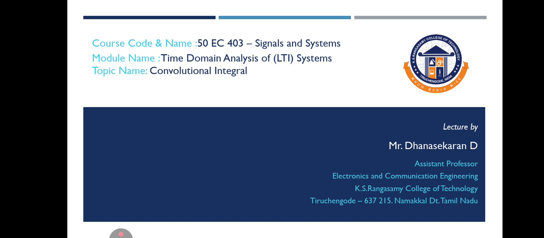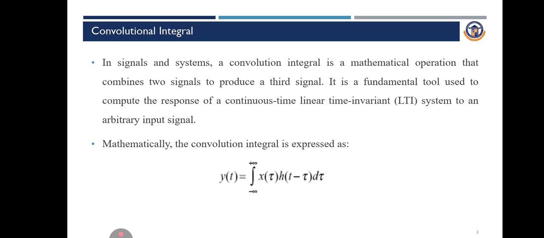Today we are going to see the convolution integral in the module named time domain analysis of linear time invariant systems, in the course Signals and Systems. Before we start, we should know what the convolution integral is. The convolution integral expresses the amount of overlap of one function with another. It is defined as the integral of the product of two functions after one is reflected about the y-axis and shifted.